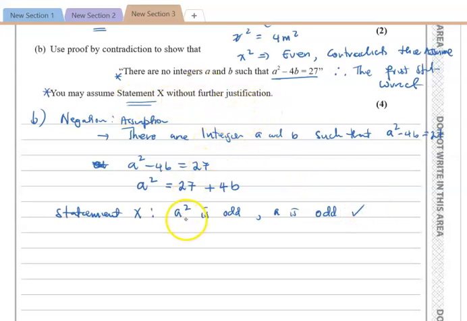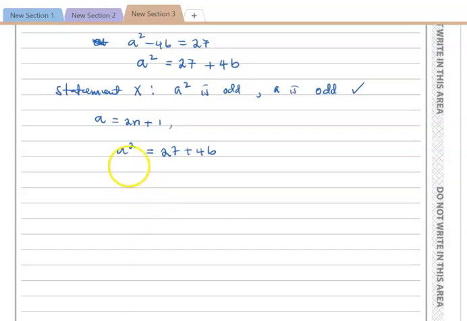All right, so let us see. If a squared is odd and a is odd, that means a is equal to 2n plus 1. Therefore, we have a squared equal to 27 plus 4b. We square this, so we have (2n plus 1) squared is equal to 27 plus 4b. When you square here, you have 4n squared plus 4n plus 1 equals 27 plus 4b.